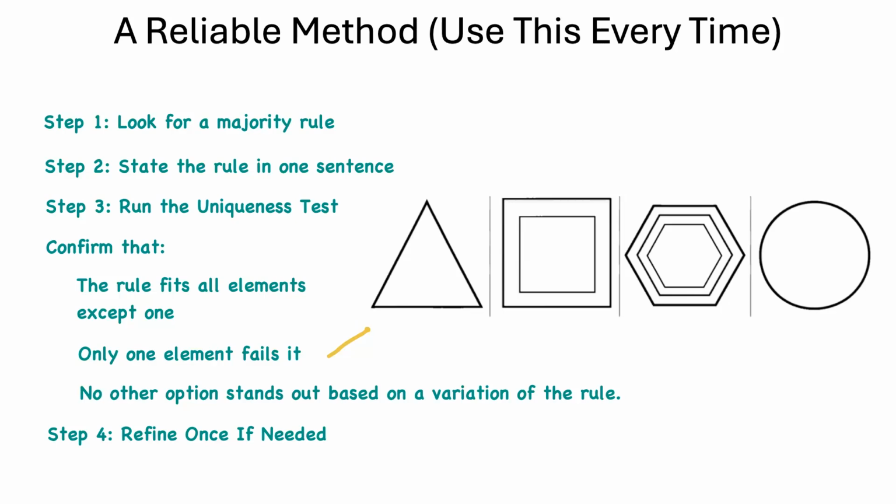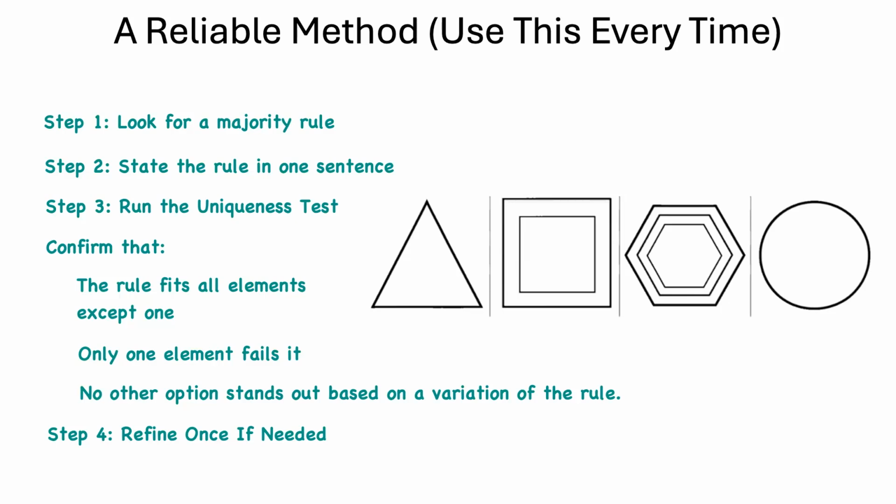In this case, we have 4 elements. We have element 1 with a triangle. Element 2 has these 2 nested squares. Element 3 has these 3 nested hexagons. And element 4 is simply a circle. So again, ask yourself, what do most of these share?